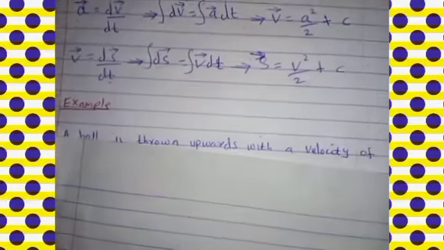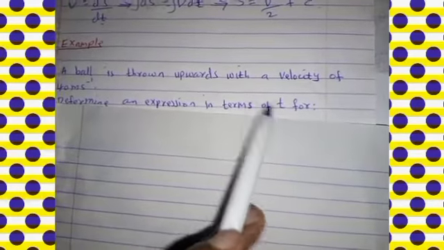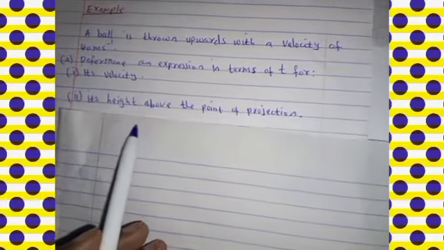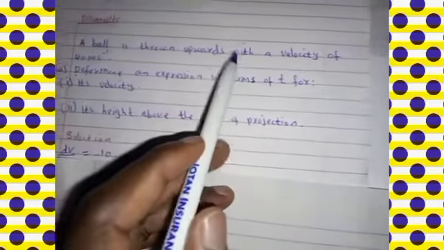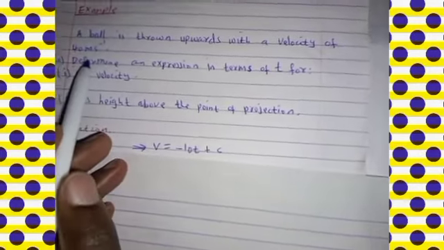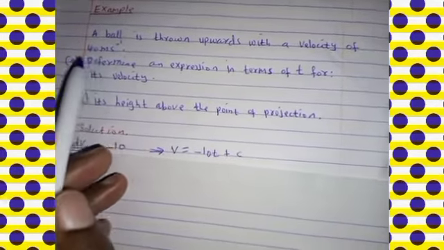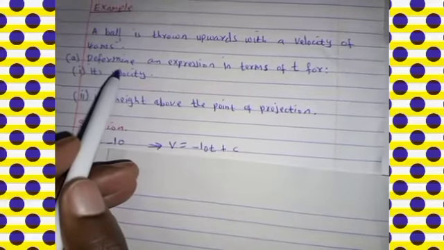That way. So this is mostly understood by giving a simple example. A ball is thrown upwards with a velocity of 40 meters per second. So determine an expression in terms of t for its velocity, and its height above the point of projection. Now, here what you need to understand is that whenever you throw an object upward, the velocity will be negative because that object is moving against the gravity.